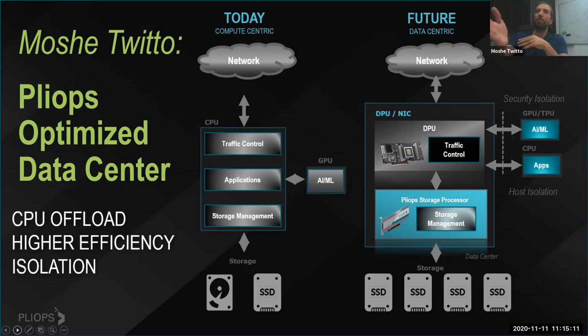On the other hand, it's not depicted here, but you can look at even today's architecture. The CPU is busy with storage and network tasks, and by plugging in a DPU and the PSP, the PlyOps storage processor, you can offload all the functionalities that are not core from the CPU, and let the CPU run the application. So this is short. We can elaborate more afterward.